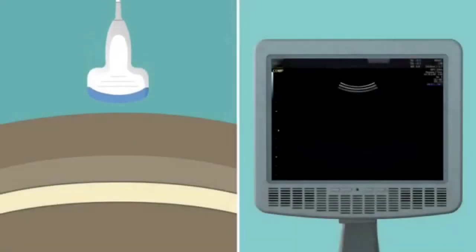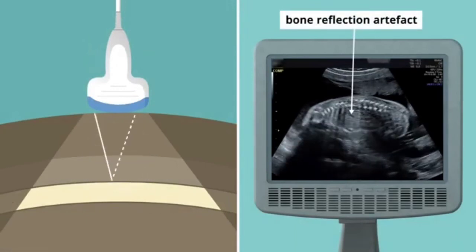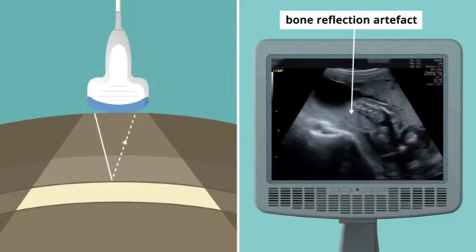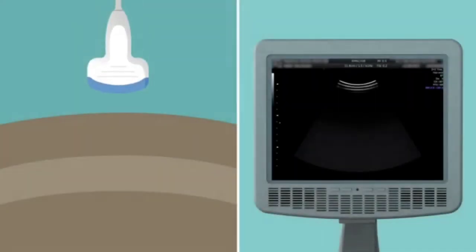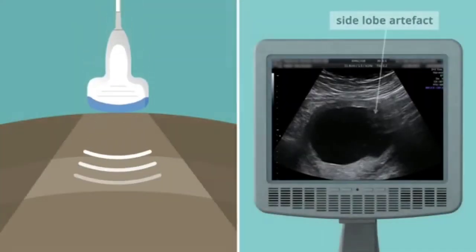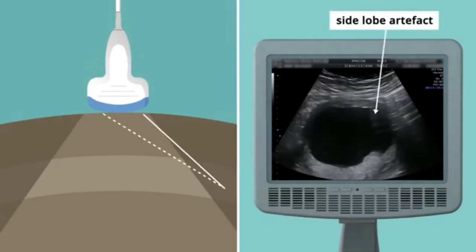Ultrasound has trouble penetrating very dense material, such as bone, which can reflect the majority of the signal back to the probe, leaving an area of darkness beneath it in the image. Side lobe artifacts can happen when the ultrasound signal is reflected back from tissue to one side of the main sound wave, causing incorrect information to be displayed in the image.